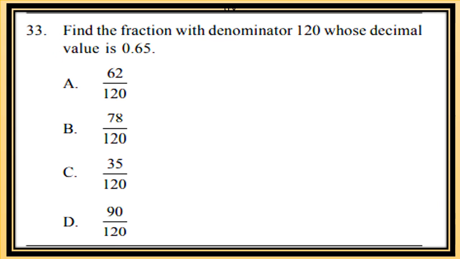Find the fraction with denominator 120 whose decimal value is 0.65. Now you have to find a fraction with denominator 120. So all the options have denominator 120. Now whose decimal value is 0.65? So solve A, B, C, D. Which option will give decimal value as 0.65?